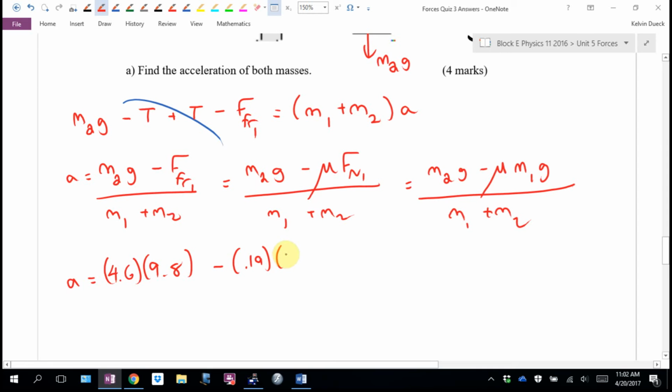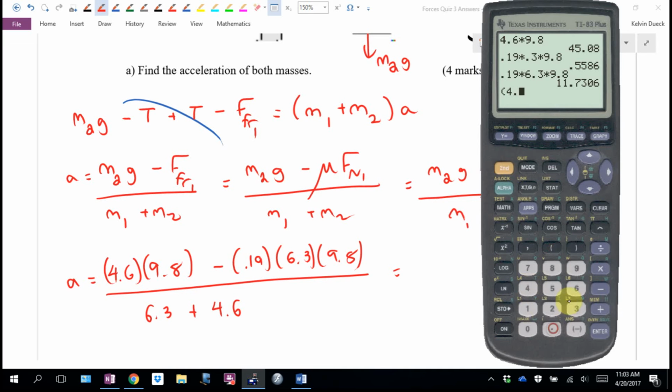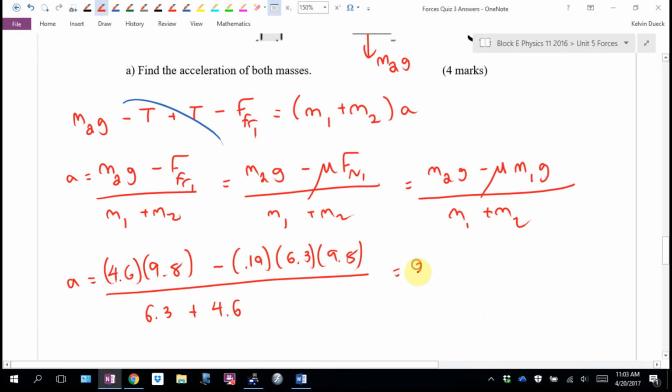What was M1? 6 something. 6.3, 9.8. M1, 6.3. M2, 4.6. I have no idea what the answer is going to be here. Bracket. 4.6 times 9.8 minus 0.19 times 6.3 times 9.8, close bracket, divided by bracket, 6.3 plus 4.6, close bracket, close. Okay. Do you get 3.06? And that's going to be meters per second squared.